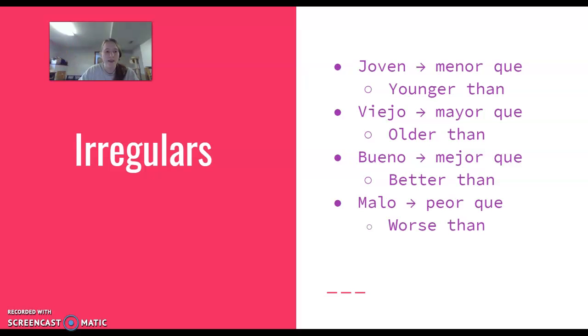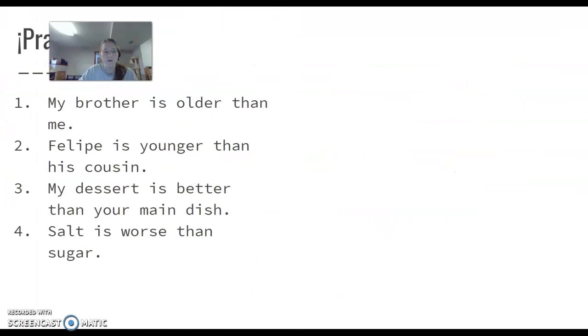Okay, let's try some practice with these, and I want you to write them two ways. So you're going to say, my brother is older than me, and I am younger than my brother. Felipe is younger than his cousin, and his cousin is older than Felipe. So you're going to write it both ways. Since we have those opposites, we can practice with both ways. All right, so hit pause and then write out. We'll do one together first.